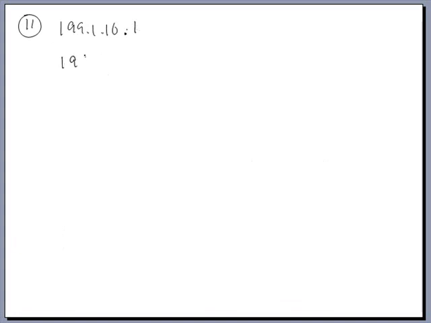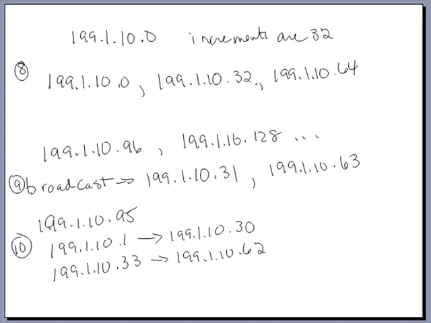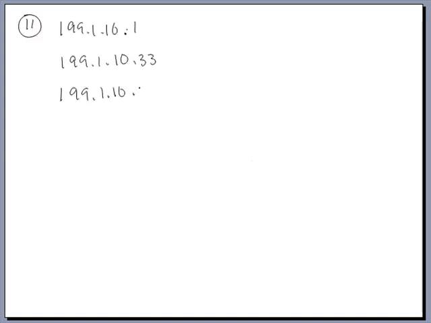The second one is going to be 199.1.1.0, and then it's going to be 33 because that's the first one. And then the next one, 1.1.0. After 33 was 64, so it's going to be 65, etc. And I can just keep writing those out.